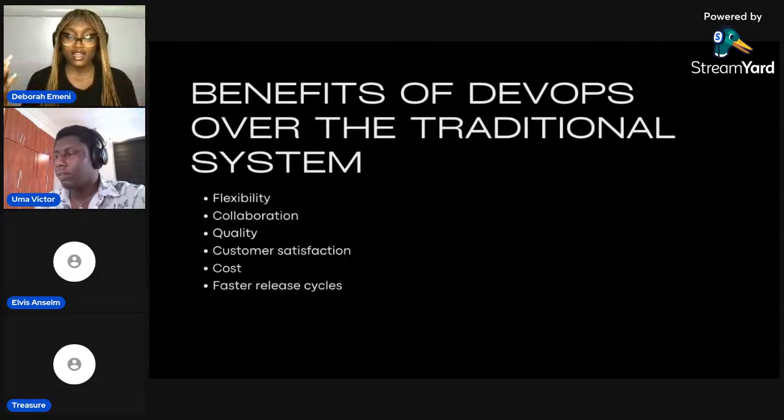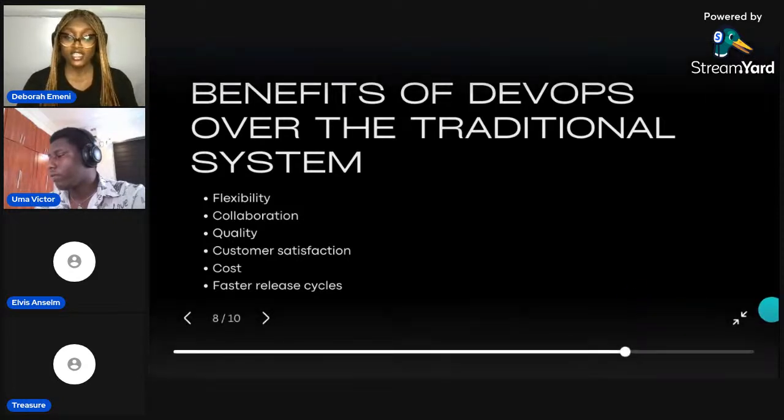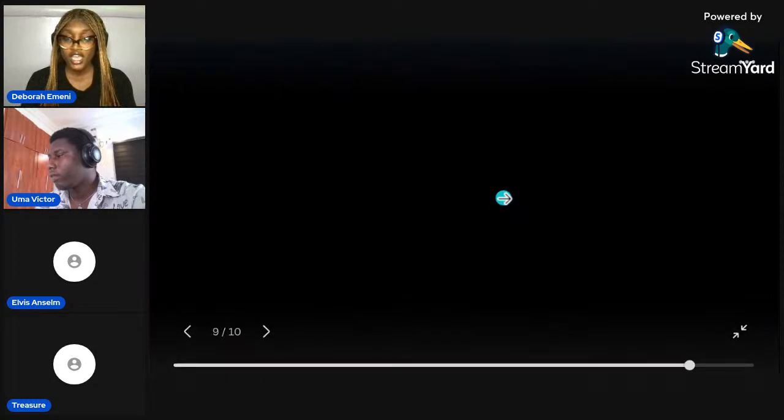There are a lot more benefits that DevOps offers, right? But these are some of the key benefits that I know DevOps offers. So I think we'll move forward to see some sets of practices that are involved in DevOps.